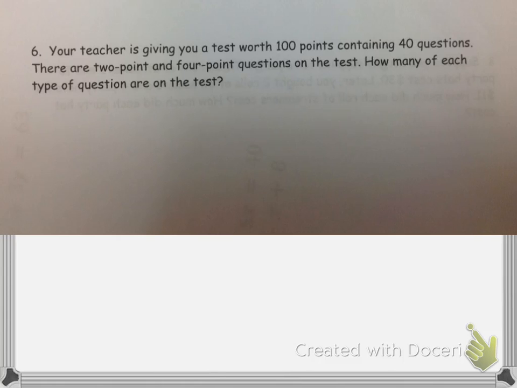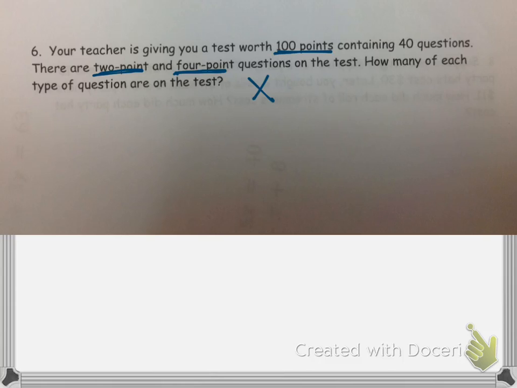Okay, and this one: your teacher is giving you a test worth 100 points containing 40 questions. There are 2-point and 4-point questions on the test. How many of each type of question are on the test? So first, we're going to do points plus points equal the total points. What we want to know here is, let's first decide how many of each type of question are on the test.